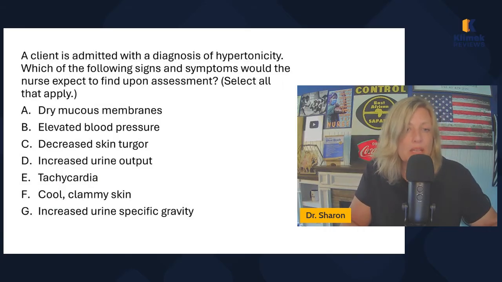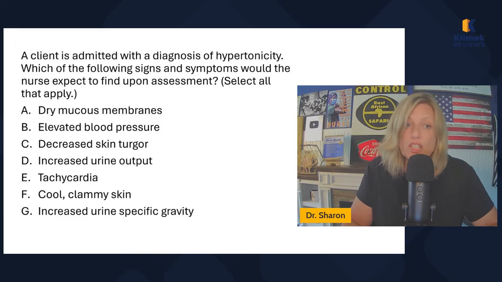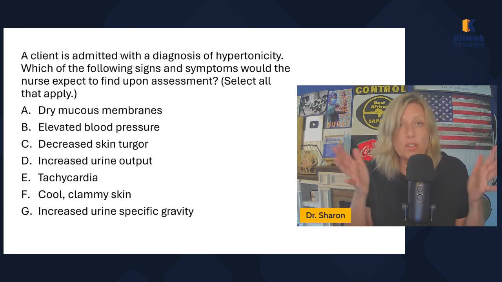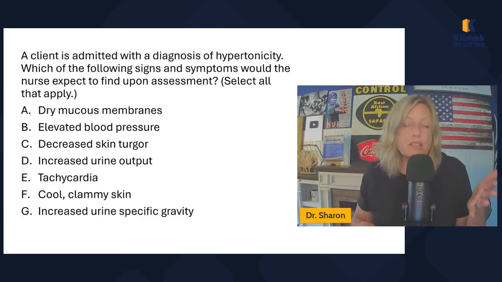A client is admitted with a diagnosis of hypertonicity. Which of the following signs and symptoms would the nurse expect to find upon assessment? All right, we have to figure out what hypertonicity is. Hypertonicity is hyperconcentration. What is concentrated? The blood. Intravascular volume is concentrated. How does that happen? It happens by dehydration.